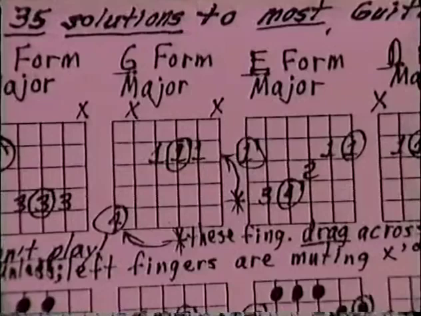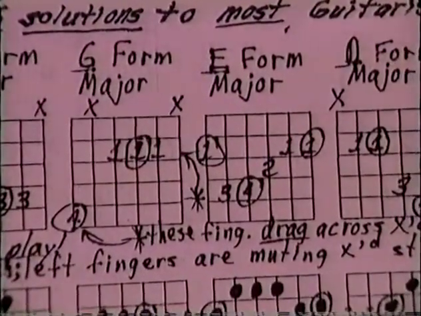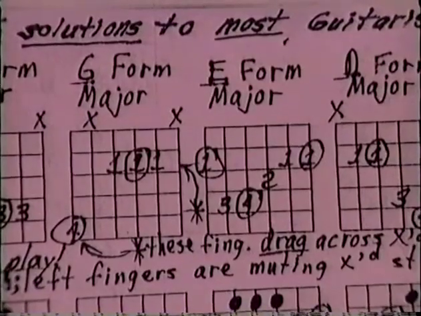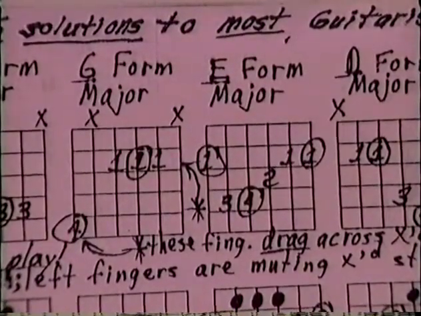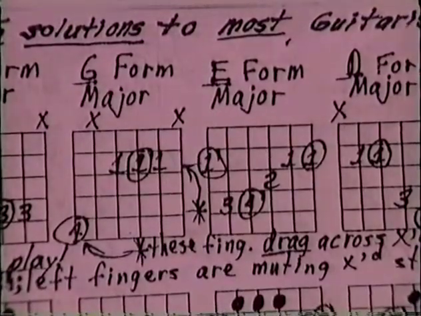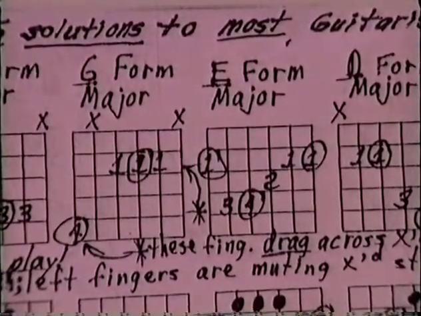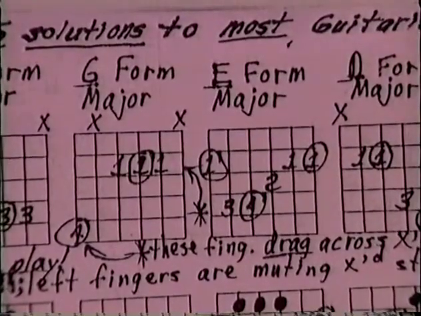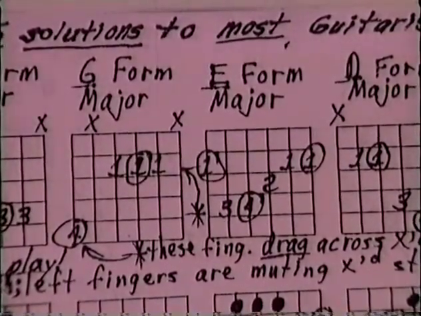Now as we go on up, the E form chord is a very common chord. It's one of the first bar chords shown. Okay? And the number 1 circled note is still at the 8th fret. Okay? And it's the same exact note as the number 4 on the left in the G form.